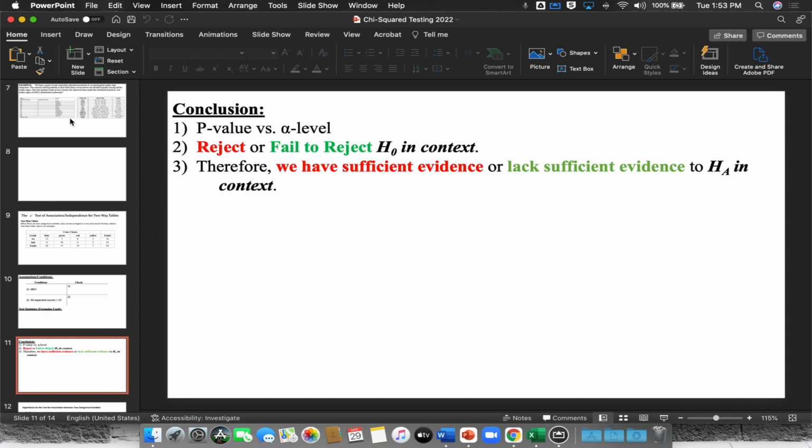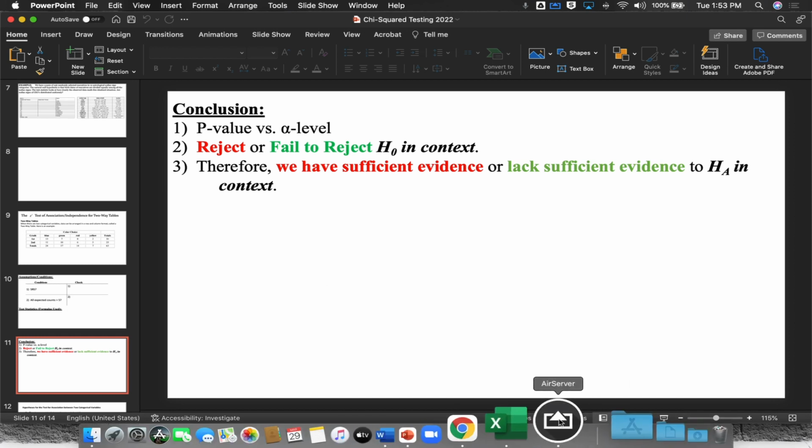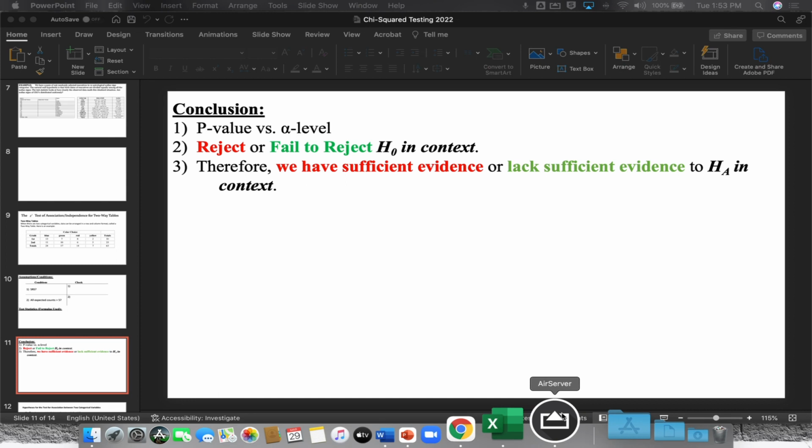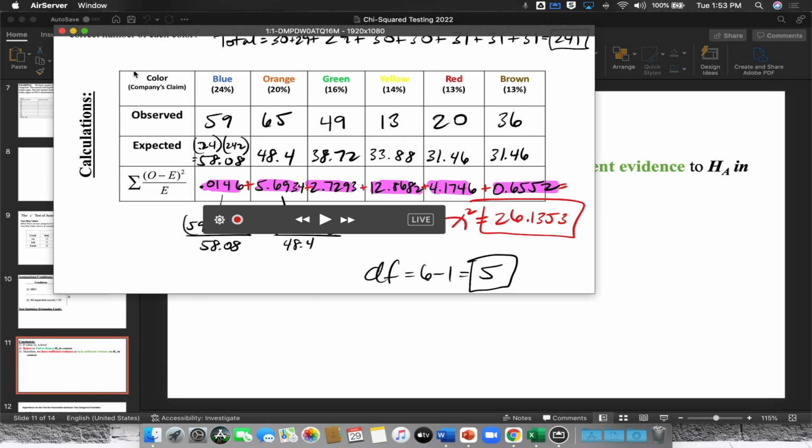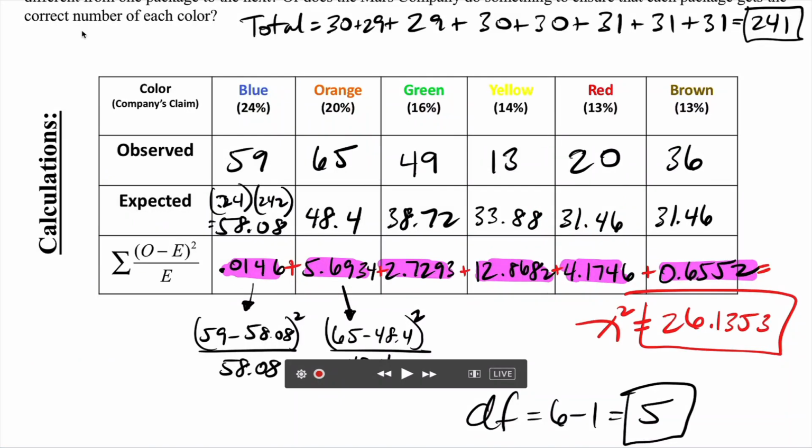Okay. So what are we missing? Can we do our conclusion right now? We don't have the p-value. We do not have the p-value. So to find the p-value, we're going to have to go to our tables. So go to your tables, and I'll show you how to interpret. That means take out your tables.